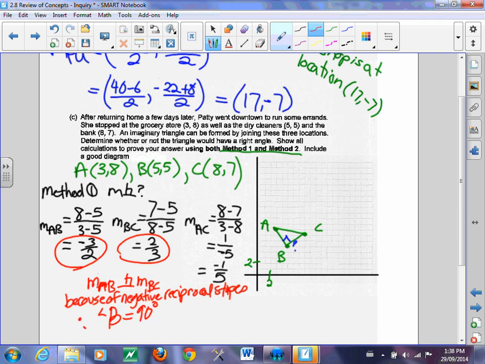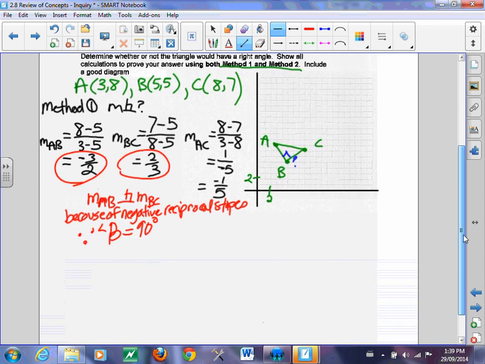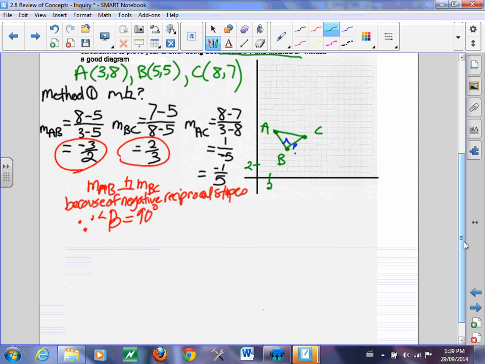Okay, because it's the one that's got both. Okay. All right, now method 2, you may have forgotten or remember another method is using Pythagorean theorem.